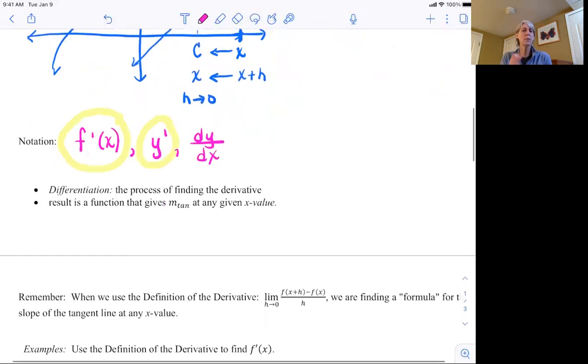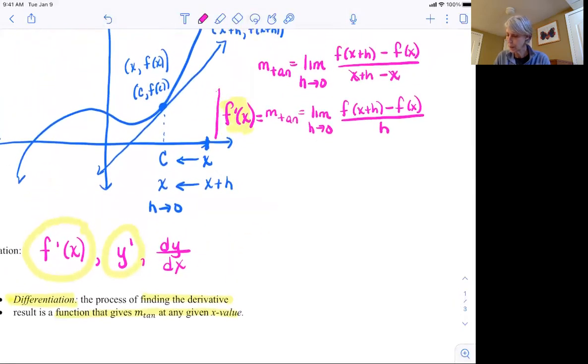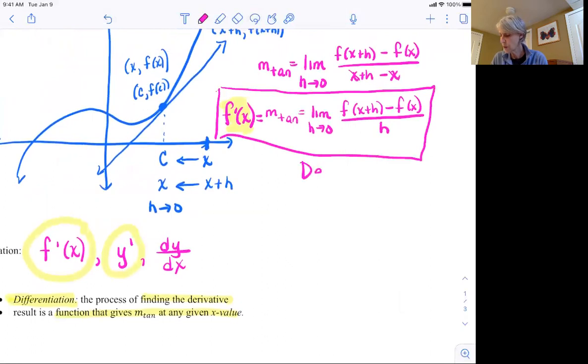A couple other little things. Differentiation. If you hear me say the word differentiate, that means find the derivative. And just once again to remind you, when you find the derivative, we have a function that gives the slope of the tangent line at any given x value. I'm going to go back up here for one moment. This limit here is known as the definition of the derivative.